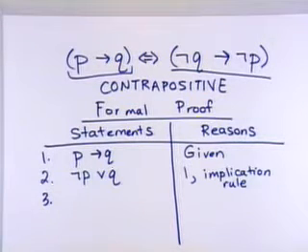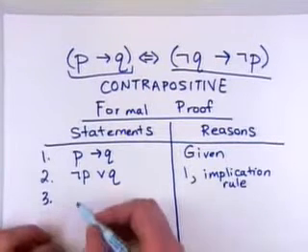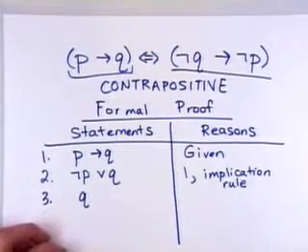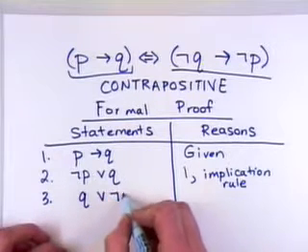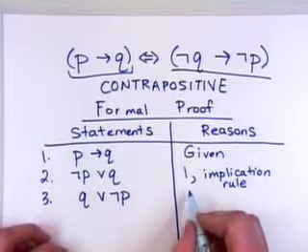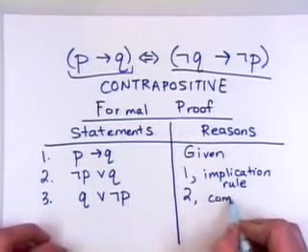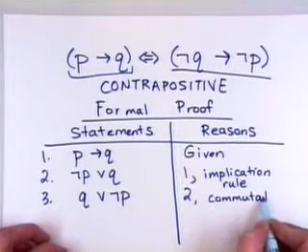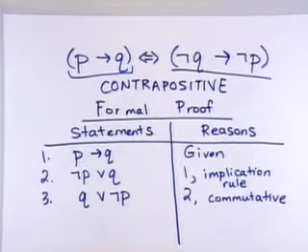Now, in order to change this back into an implication, I need to reverse the order of P and Q, right? Q has to come first. So let's reverse the order, and that's going to use our commutative rule. Q or not P comes from line 2 and commutative. What's next?